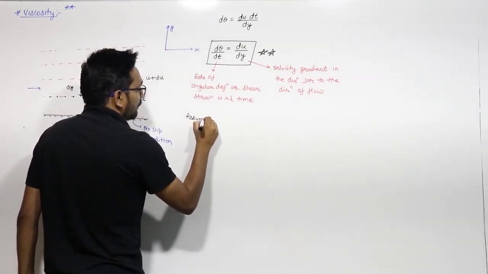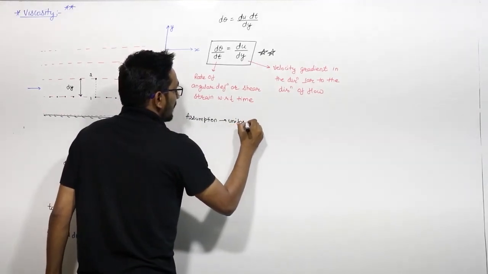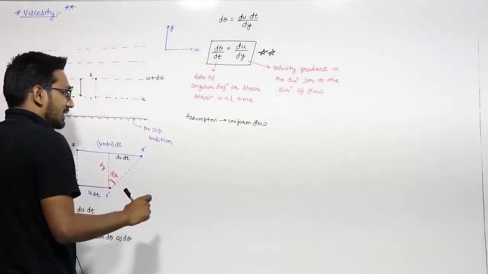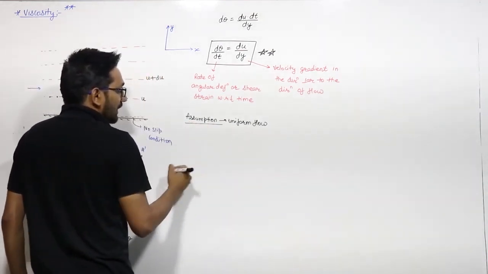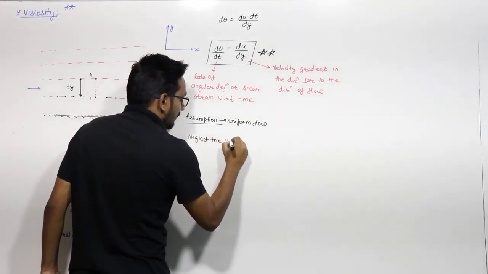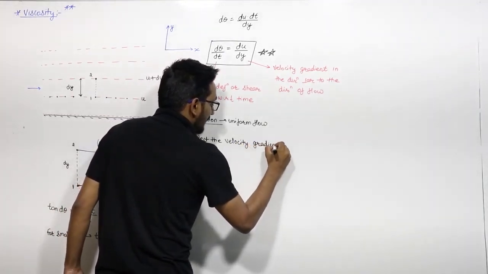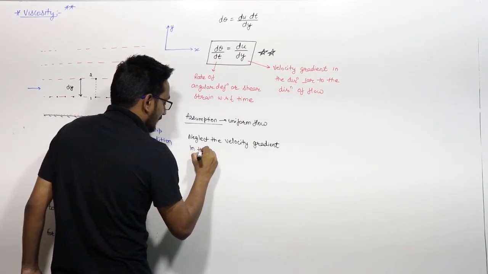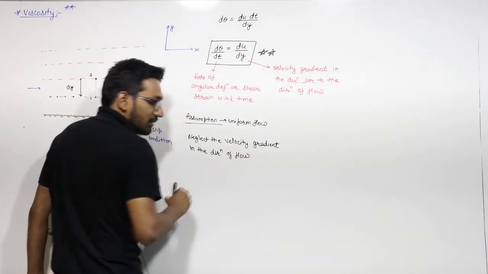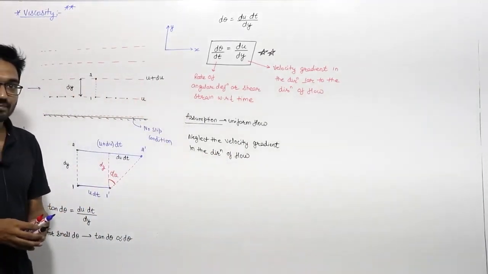The assumption will be uniform flow, and we will discuss what a uniform flow is in our fluid kinematics chapter. The assumption will be uniform flow. That means we neglect the velocity gradient in the direction of flow. You neglect it, right? So d theta by dt is equal to du by dy, right?